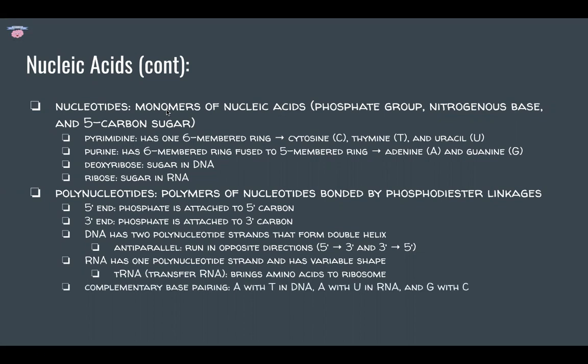So, complementary base pairing in polynucleotides: A pairs with T in DNA, A pairs with U in RNA, and G pairs with C anywhere. So if you have an A on one strand, you have to have a T on the other, in DNA. In RNA, if you have an A, you have to have a U. If you have a G, you have to have a C in both.